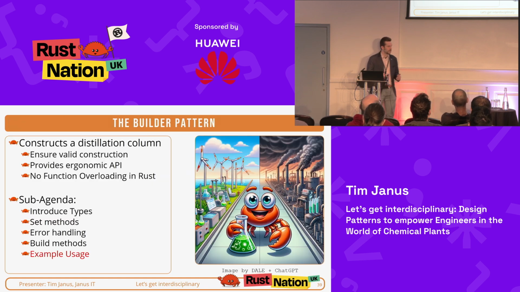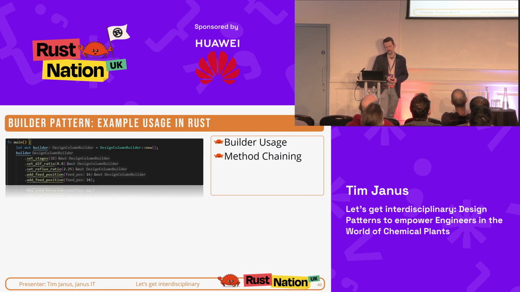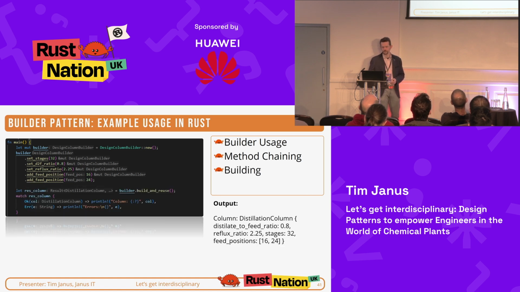Yeah, let's see some example usage. You often find this in some Rust code. Here in the example code, we just generate a builder and use this method chaining to set up the variables, like stages 32 and so on. And then we use build and reuse first to set up this distillation column and match if it's OK or an error. And we debug print out the result in this case, because we are OK here. So we just see the variables.